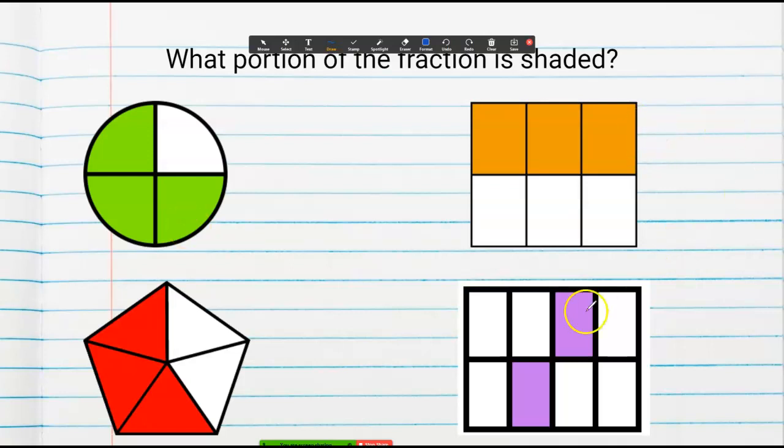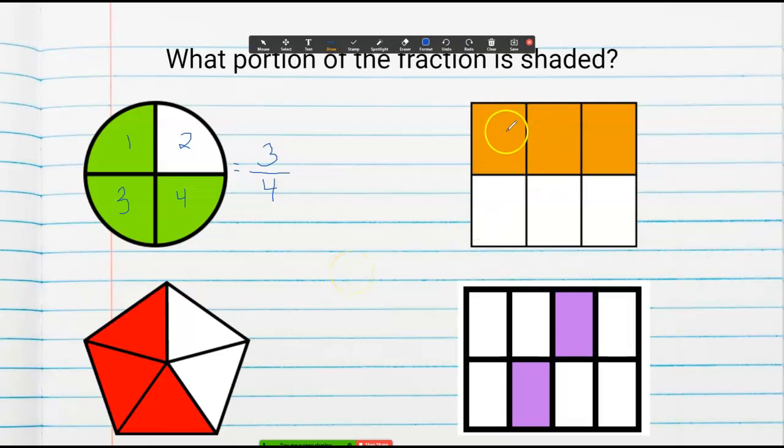Okay, so when you have a shape, remember you have your numerator and your denominator. Your numerator is the area shaded and your denominator is the total number of pieces. So for the circle, I have 1, 2, 3, 4 total pieces, so that's my denominator. And 1, 2, 3 of those are shaded. So this fraction is represented by 3/4.